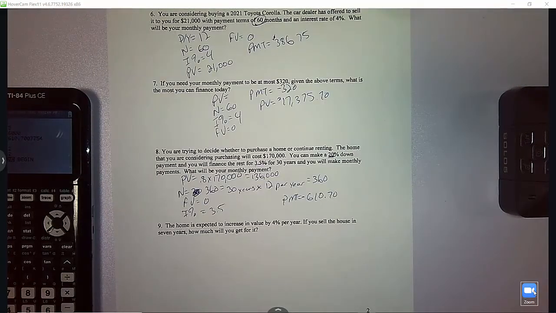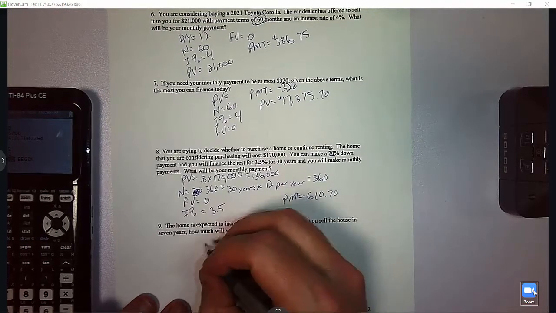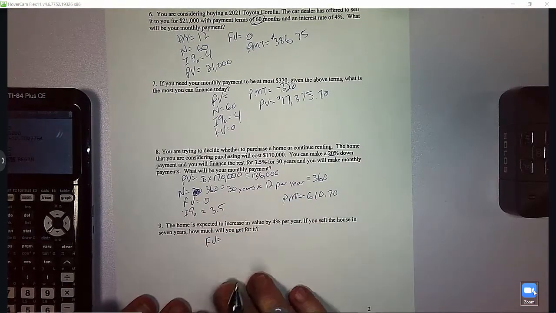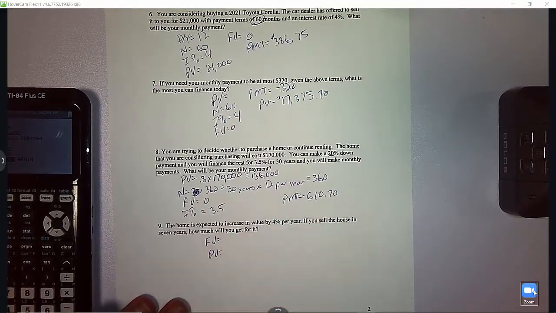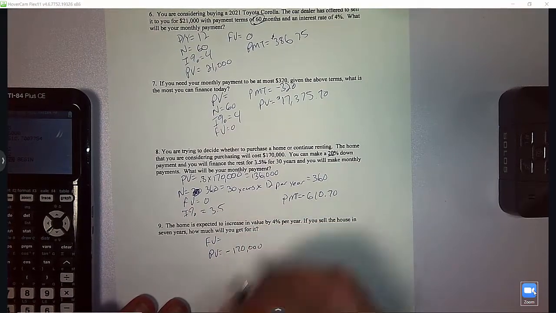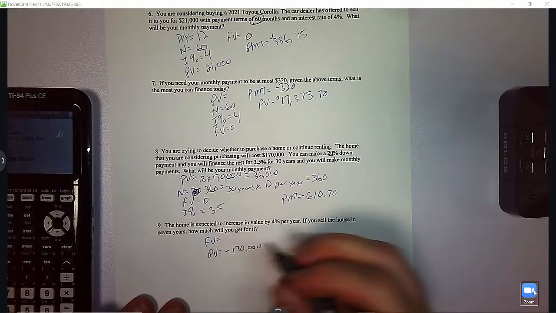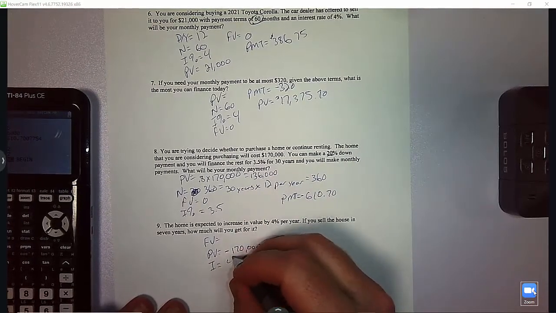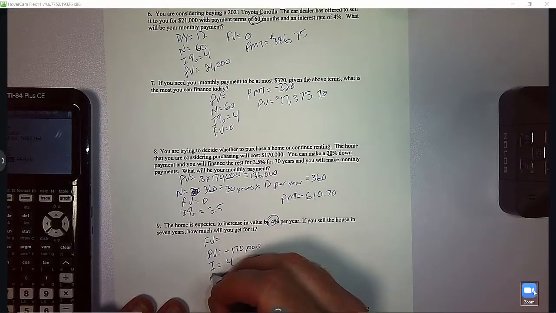The next question says, the home is expected to increase in value by 4% per year. If you sell the house in 7 years, how much will you get for it? So your expected amount that you're going to get for it is going to be the answer to a lump sum problem. You're solving for the future value of a present lump sum. So I'm solving for the future value. My present value is the value of the house today. I'm going to put this in as a negative number, negative $170,000. My interest rate is equal to that 4% right here, and my N is equal to 7.